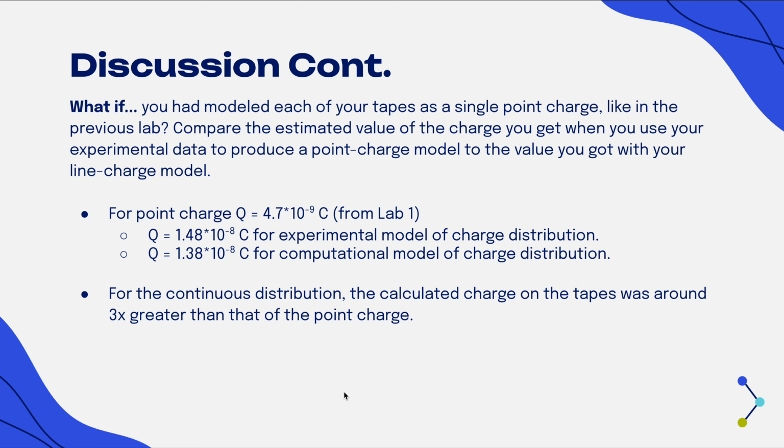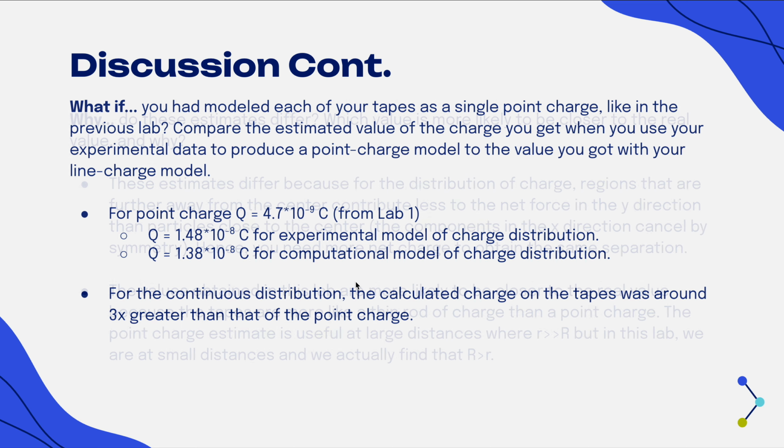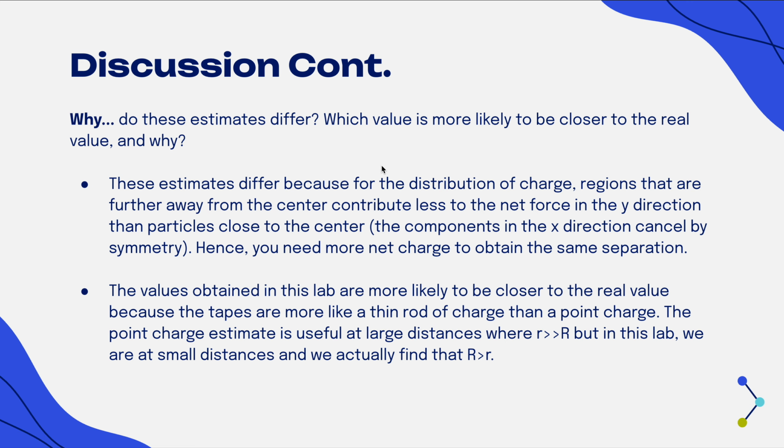If we had treated them like a single point charge, we would find that our charge from lab one was actually way higher, around 3 times greater if you take this ratio, for both of them. The reason for this is that the particles further from the center contribute less net force in the y direction than particles closer to the center. The x components just cancel out because of symmetry.